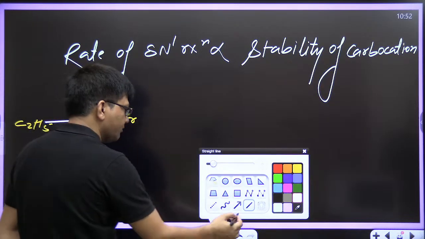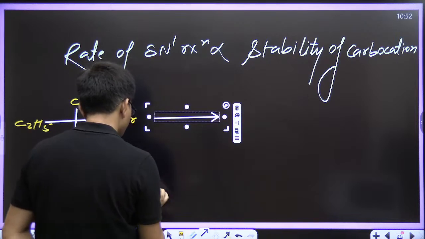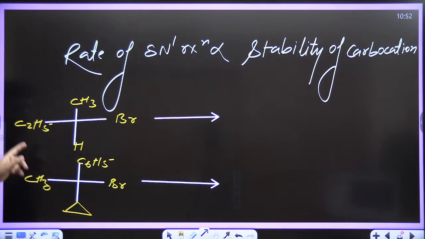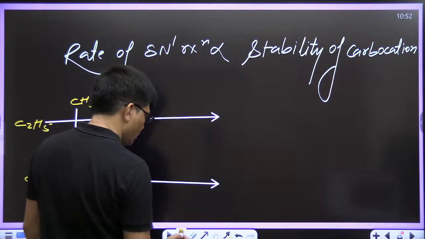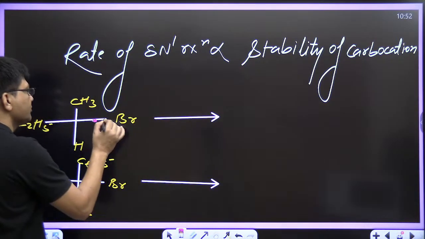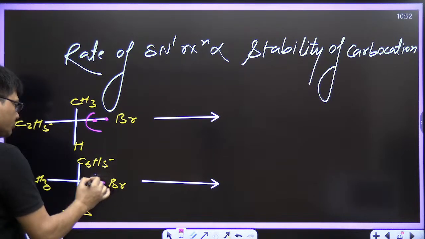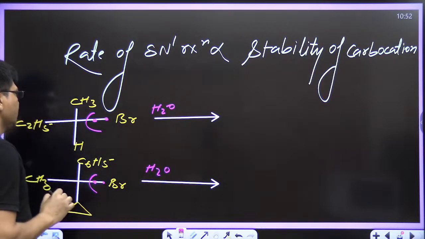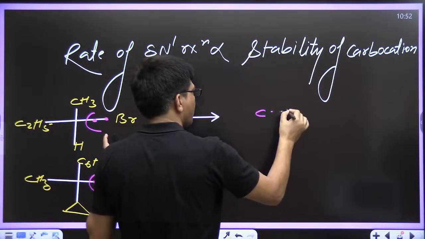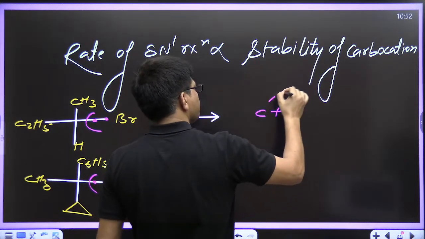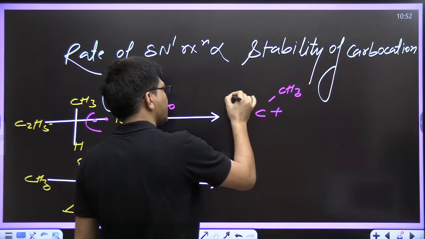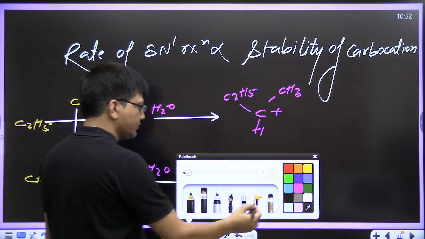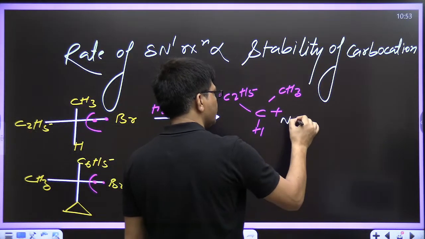Now, which carbocation will form easily? Both the carbocations are intermediate, highly unstable, but although both are highly unstable, which carbocation will form more easily? So the answer lies here: the bromide will go taking the electron. Who is going to take the electron? Water. The solvolysis will take place, and this carbocation will be like this: C positive, CH3, and ethyl and hydrogen. This carbocation is not having any resonance, so this is without resonance.